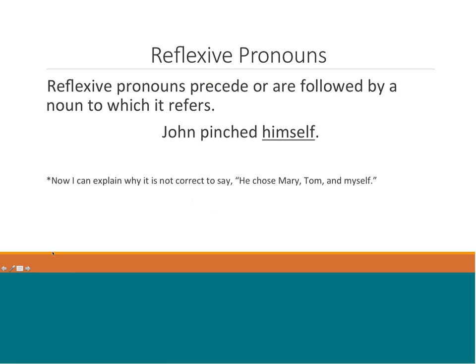Reflexive pronouns. I was so excited when I read about this one because it's been driving me crazy when people refer to themselves as myself. I knew it was wrong, but I couldn't figure out why. Like, she gave it to myself. It's supposed to be preceded or followed by the noun to which it refers. So John pinched himself. Now I can explain why it's not correct to say he chose Mary, Tom, and myself, because you didn't refer to me or I in the sentence.